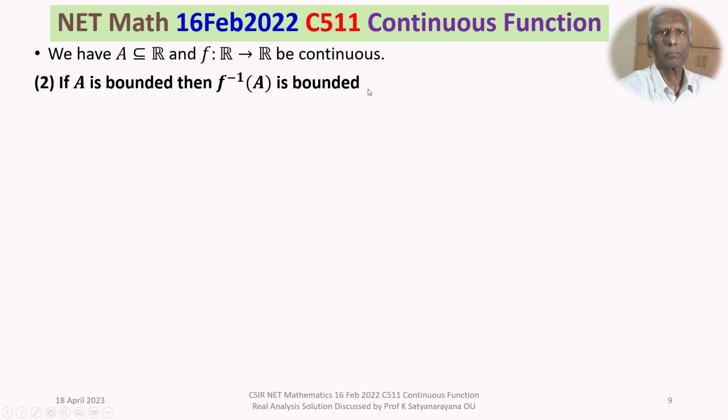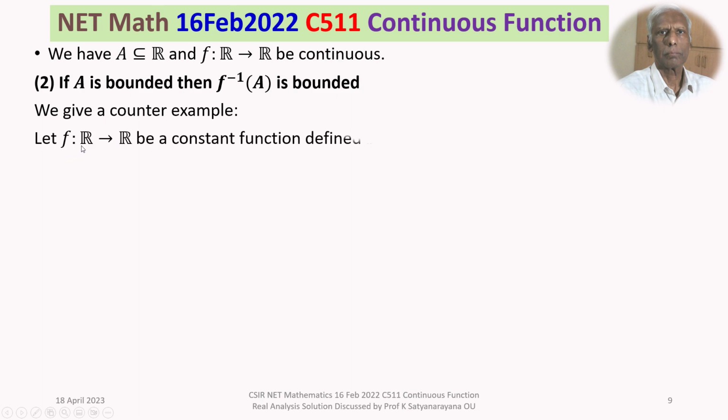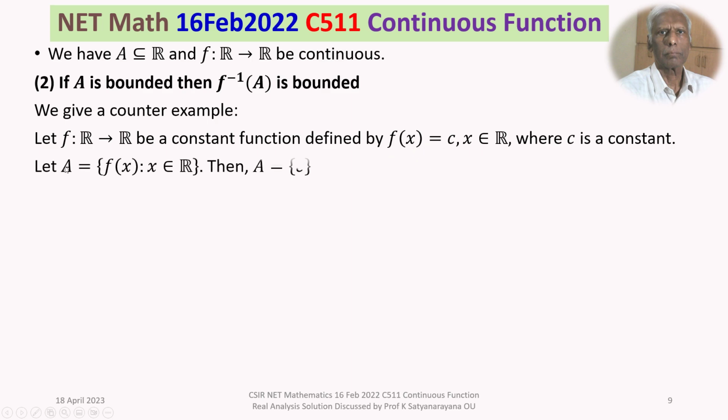Is it true? Not at all. You see, we give a counterexample again. So let f from R to R be a continuous function defined by f of x is equal to c for all x belongs to R. That means we have taken a constant function where c is a constant. Every constant function is continuous. So let A be equal to the set of all f of x, x belongs to R. So all images we have taken.